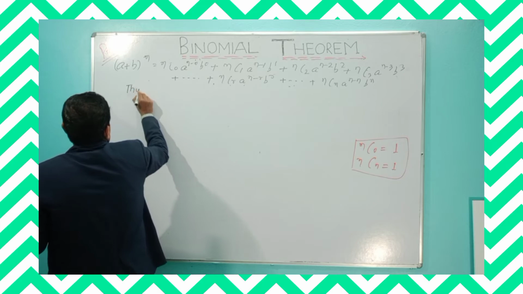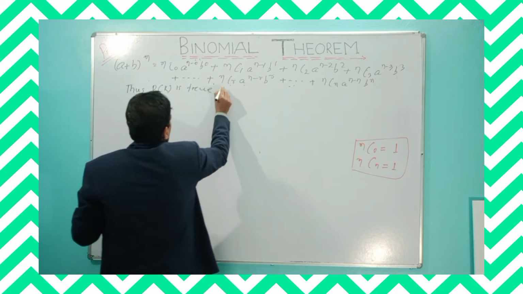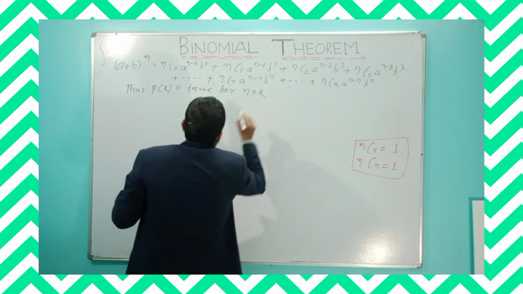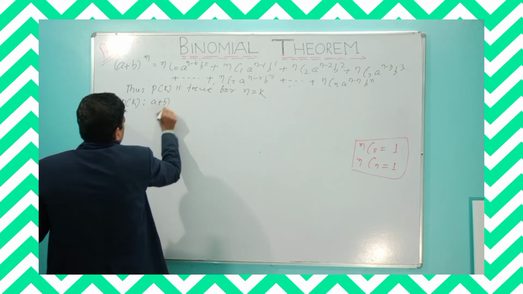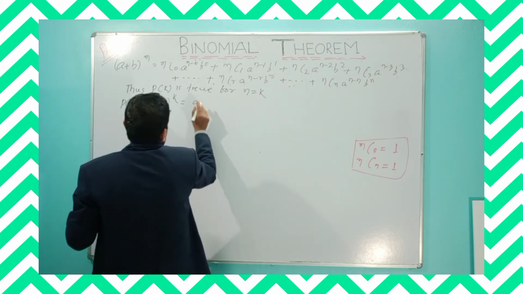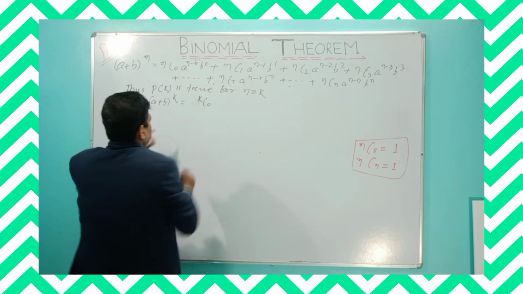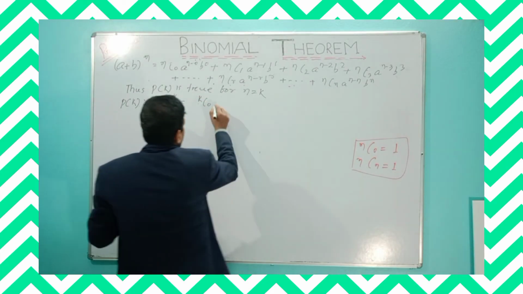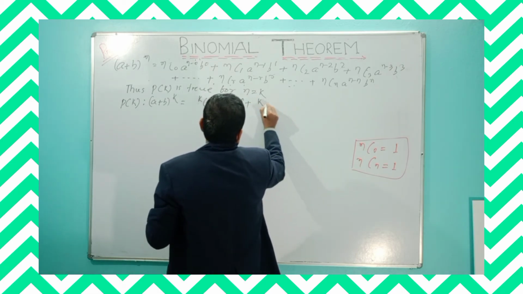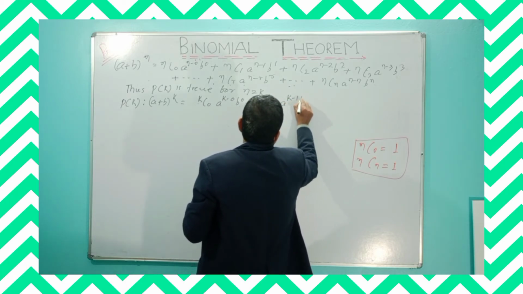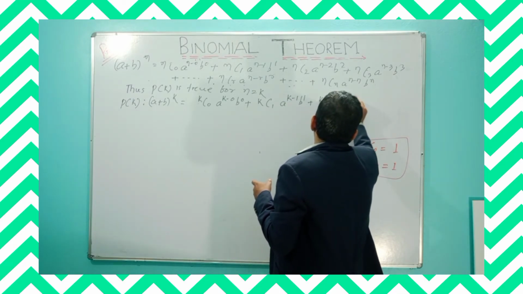Thus Pk is true for n is equal to k. It means we can write statement Pk: a plus b whole to the power k is equal to kC0, a to the power k minus 0, b to the power 0, plus kC1, a to the power k minus 1, b to the power 1, plus kC2, a to the power k minus 2, b to the power 2.